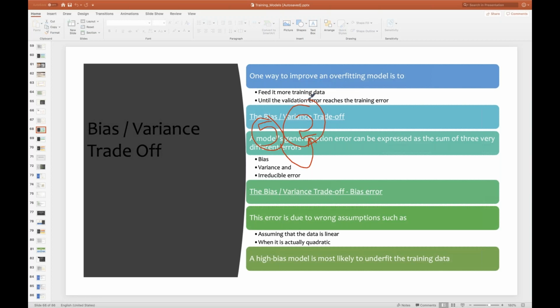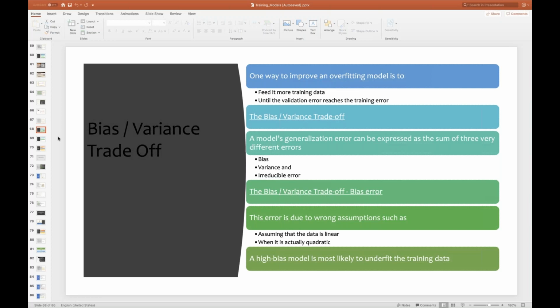The bias variance trade-off starts with bias error. This error is due to wrong assumptions. What are the wrong assumptions? Assuming that the data is linear, when actually there is no really linear relationship in the data, but you assume that it is linear data. Problem number one. Problem number two, when it is actually quadratic. I explained to you what is quadratic, so I don't want to waste time on that. That is the reason where you get bias issues.